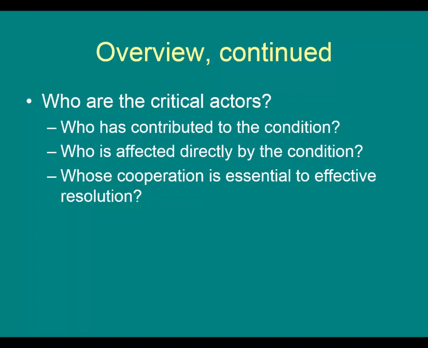Another issue is who are the critical actors? For example, who has contributed to the condition, who is affected directly by the condition, and whose cooperation is essential to effective resolution. Those are things that you need to become aware of. The first one, who contributed, has to do perhaps with who might have engaged in actions that might have caused the problem. Well, that's important in regard to various aspects of the problem definition process.